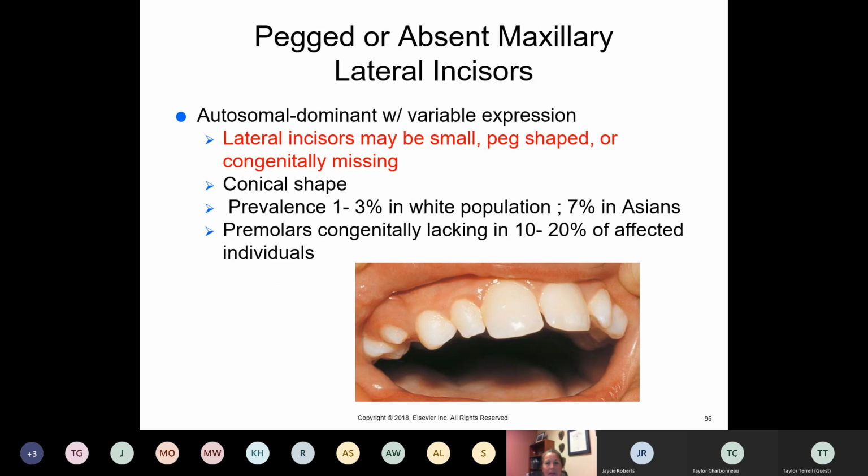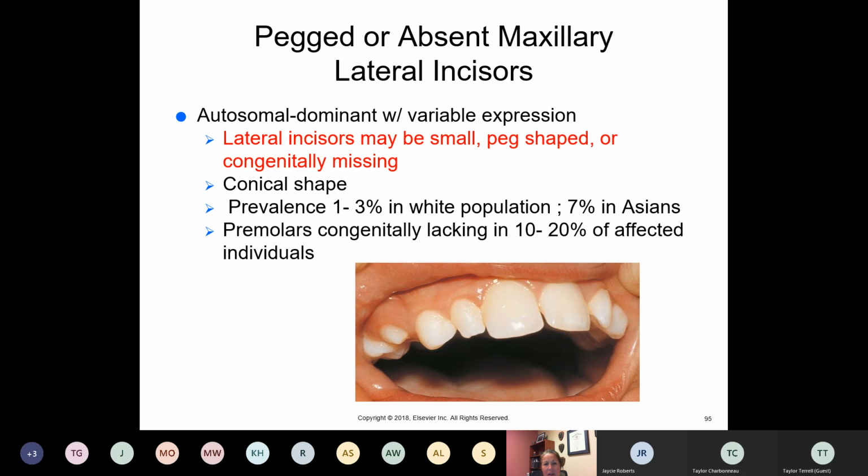Pegged or absent maxillary lateral incisors. We know this runs in families. It is a dominant trait, but it has variable expression. So lateral incisors can be small, they could be peg-shaped, or they can be completely missing. So those are the different variants that you can see in the expression of this trait.